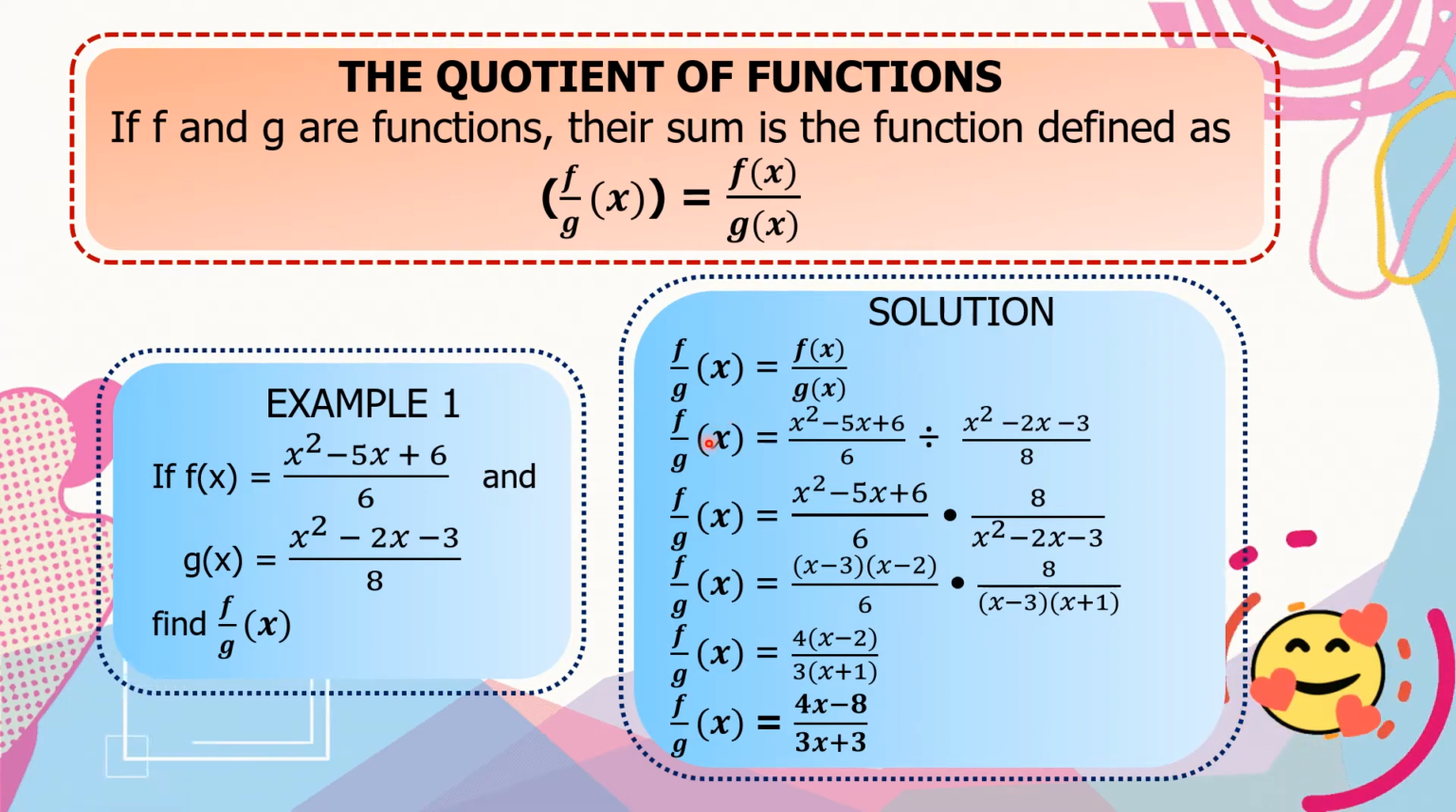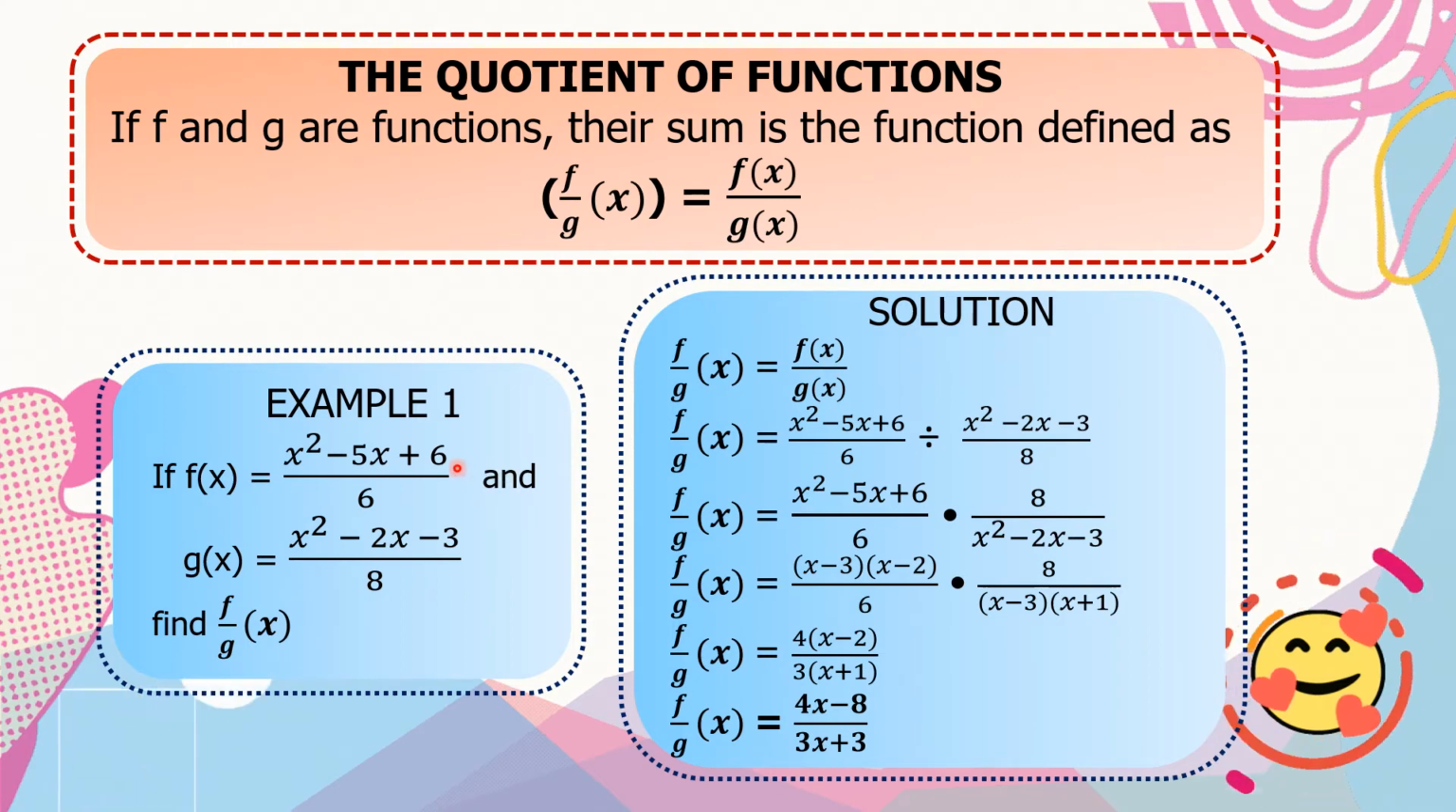Again, we write f over g of x. Ngayon, palitan na natin yung f of x at g of x ng kanilang value. So, yung ating f of x ay x squared minus 5x plus 6 over 6 divided by yung ating g of x naman ay x squared minus 2x minus 3 over 8.